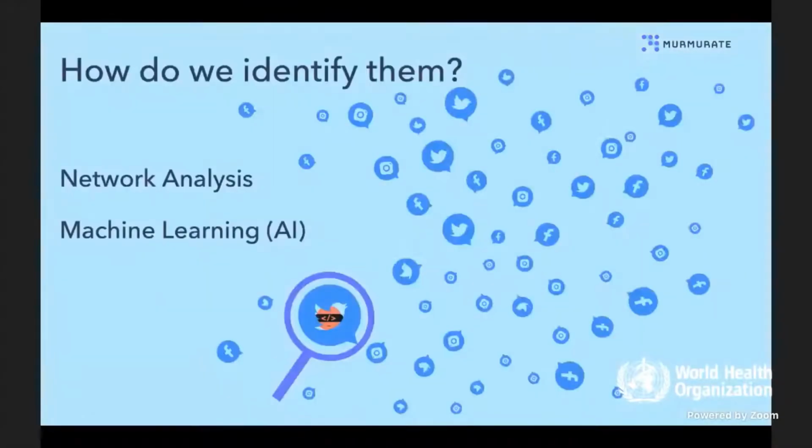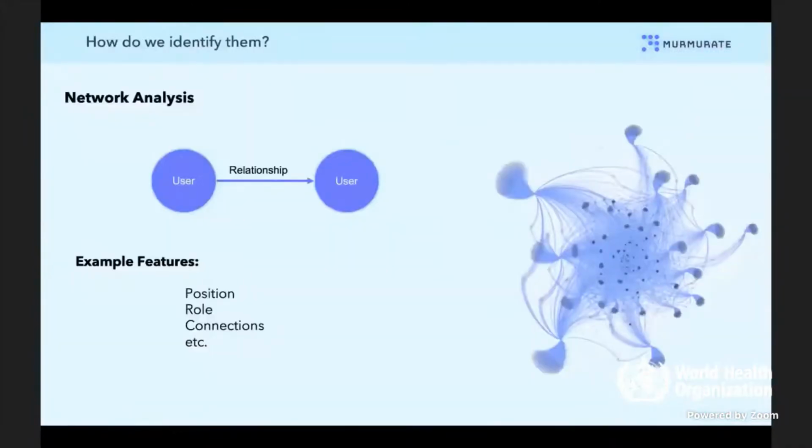So when we're looking, and I think people previous to this have already talked about early detection, how do we actually identify these sorts of artificial amplification early? Two main methods that we look at. The first is network analysis, and the second is machine learning. I think there are a couple of people that are going to talk about social network analysis in more detail.